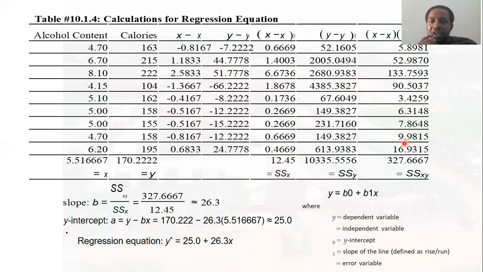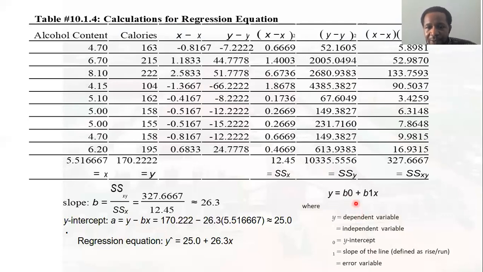327.6667. That is your sum of squared of x on y variable. This is the sum of squared of x variable. This is the sum of squared of y variable. Now, having gotten these values, which are very crucial, we return back to our equation here.